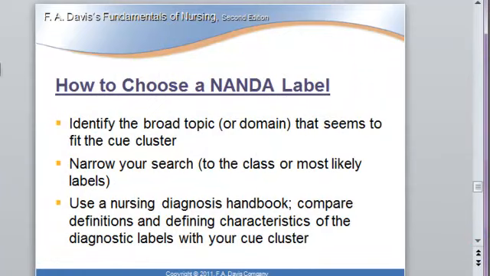It gives a definition of it, which is the process of absorption and excretion of the end products of digestion. And then we look down and we say, what are some approved diagnoses that may work for my patient? Narrow your search to the class. So the class would be GI function, especially if your patient maybe has constipation. You always have to use a nursing diagnosis handbook, some kind of resource to compare definitions, define the characteristics of the diagnostic labels with all your signs and symptoms.